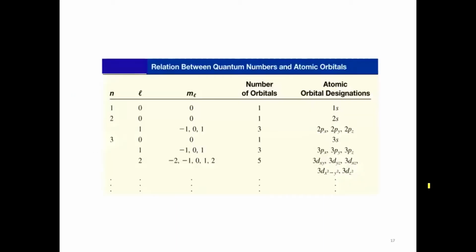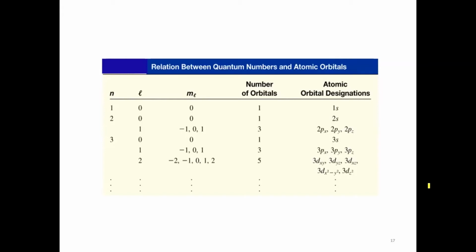So as we see, if we build a table, we can see that for every value of n, you have a corresponding set of values of L, which are limited by the rules we discussed last time. And in turn, each value of ML is limited by the value of L. And that's how you can calculate how many orbitals you can have in each one of those subshells. So you can designate them the way they're designated here in the last column. You can see, for example, for the 2p orbitals, you would have essentially 2px, 2py, 2pz. For the 3p orbitals, you would have 3px, 3py, 3pz.